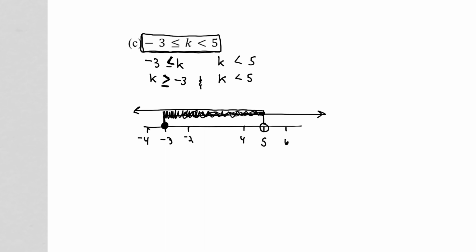So I'm going to summarize this number line like this. So K is between -3 and 5, including -3. Okay, I'm going to stop right there.